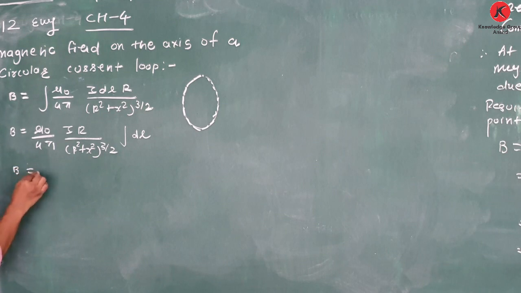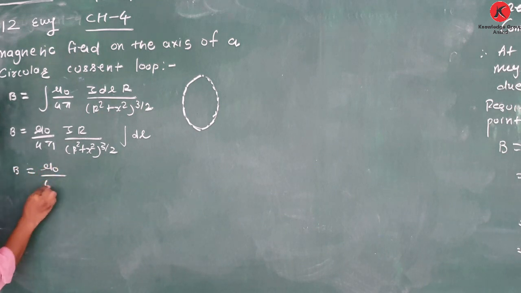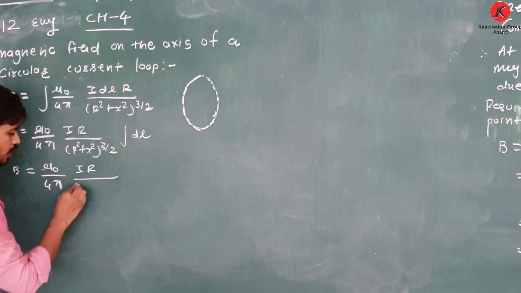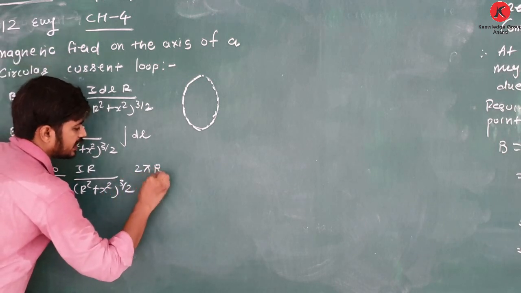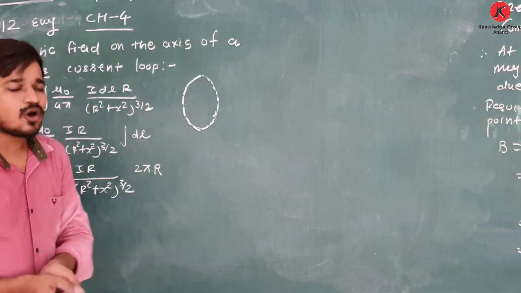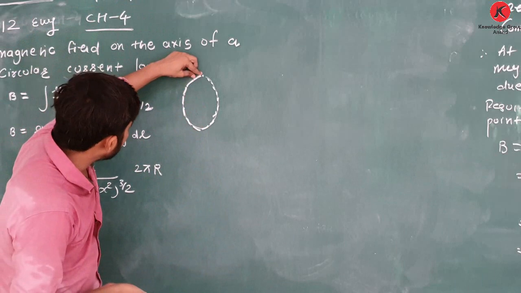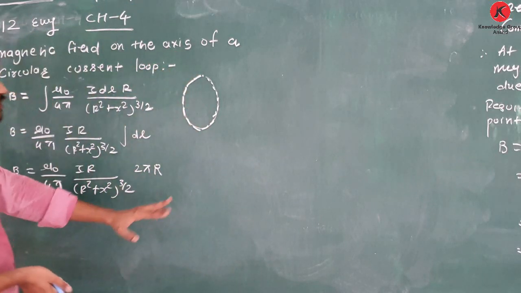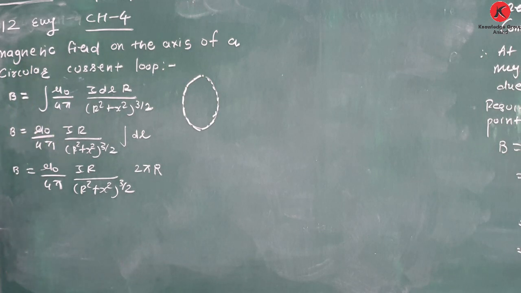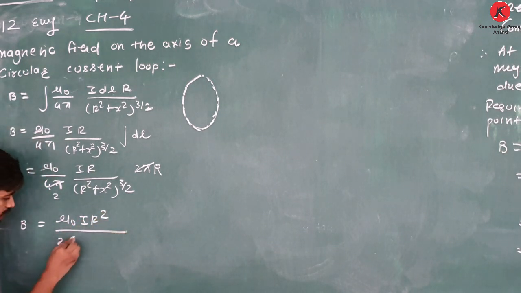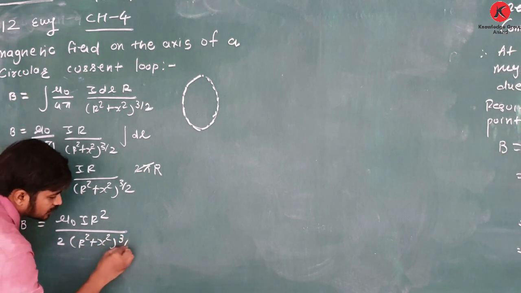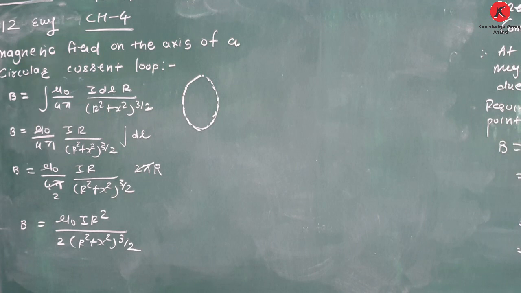So you can write B is equal to μ0 upon 4π, I r upon (r² + x²)^(3/2), and here it is 2πr. Clear about this? What is dl? The length of an element. The length of this element plus this element plus this element will be the circumference of the circle, 2πr. The 2π cancels, and here it will be only 2. The magnetic field B is equal to μ0 I r² upon 2(r² + x²)^(3/2).